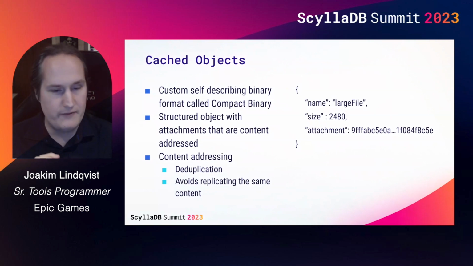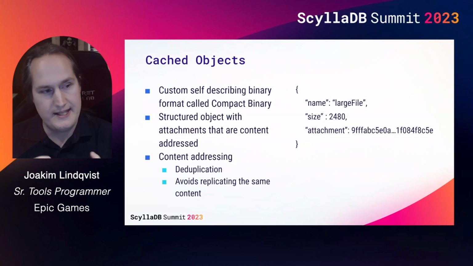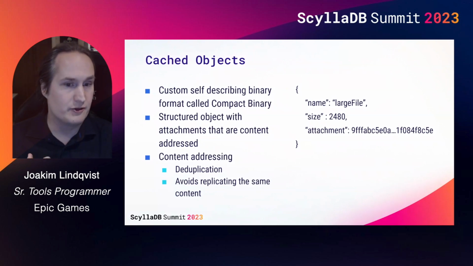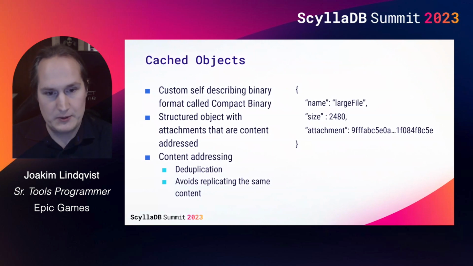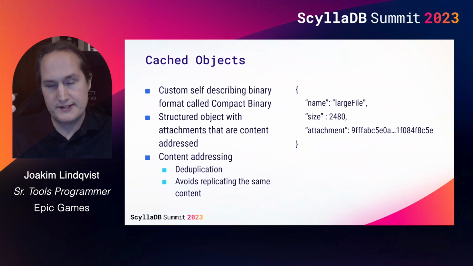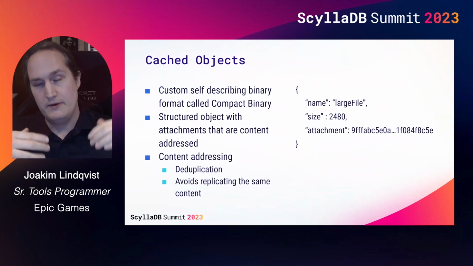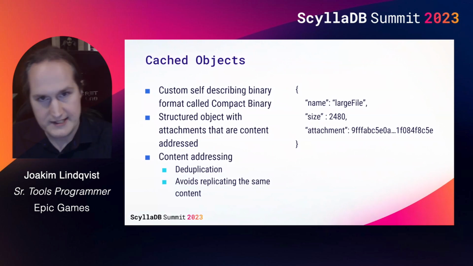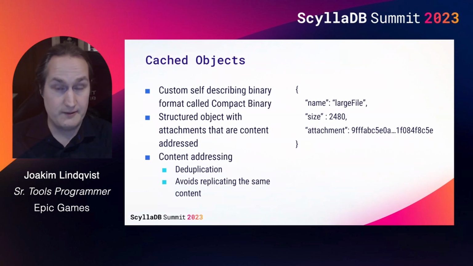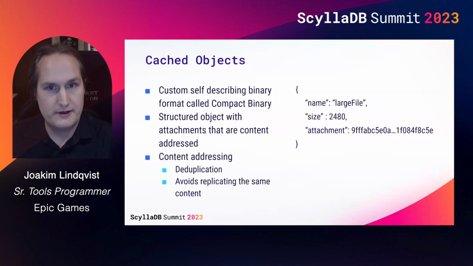It means that when we download a cache record, we can see, do I need to download this locally, or do I already have this content? But it also works on the opposite side. When someone's uploading something, if you have two cache records that reference the same texture, they will have the same attachment hash. So we'll only need to upload it once. We can deduplicate it, and we know we don't need to replicate it. So content addressing can be quite valuable in both download and upload scenarios.